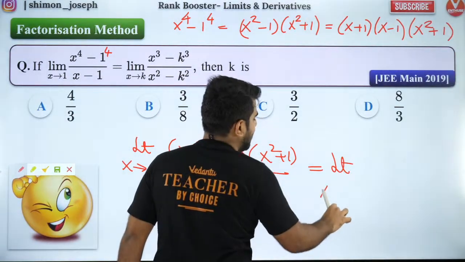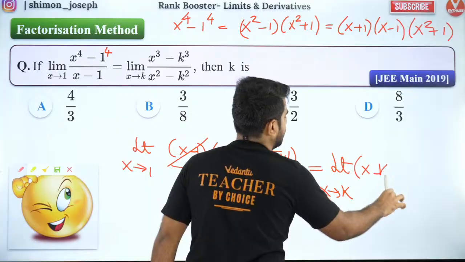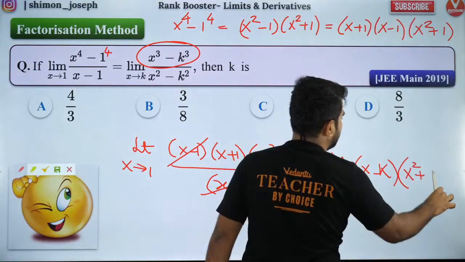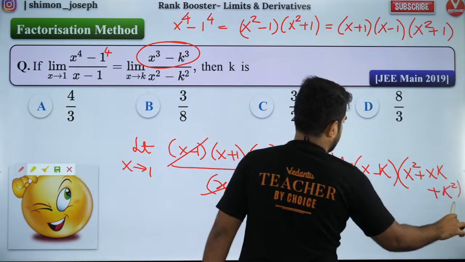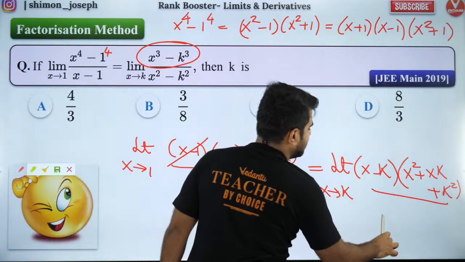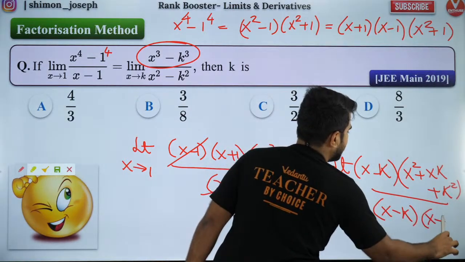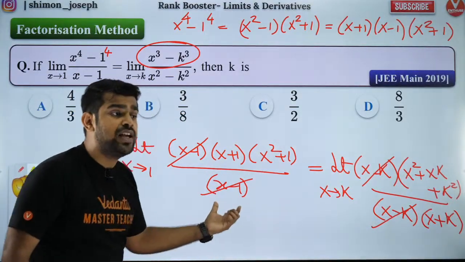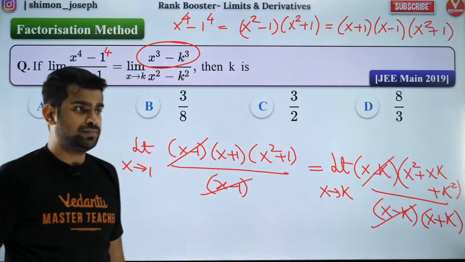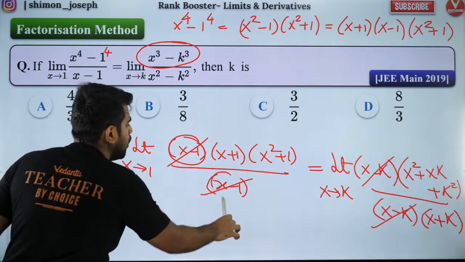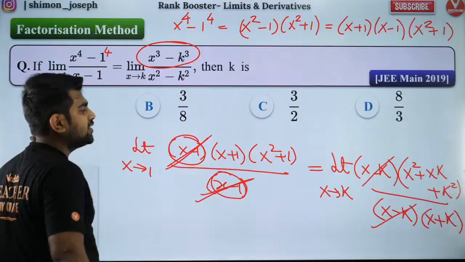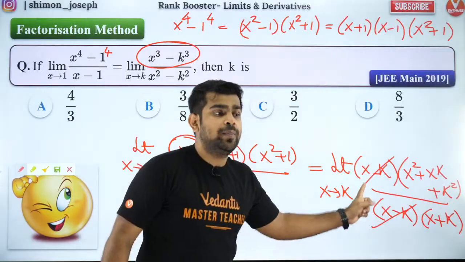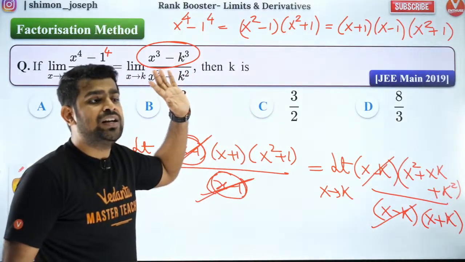So if I factorize, what will I get? Limit x tending to k, I'll have x minus k, because a cube minus b cube is nothing but a minus b into a square plus ab plus b square, divided by a square minus b square, which is x minus k into x plus k. Are you all clear? Now x minus k I have to cancel because we have to cancel the factors which become 0. So in this, x minus 1 becomes 0, this becomes 0. So they both are same, I can cancel it. Here, x minus k and x minus k with x tending to k, both will become 0, so I can cancel it. Are you all clear with it?